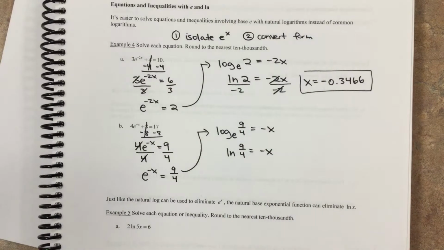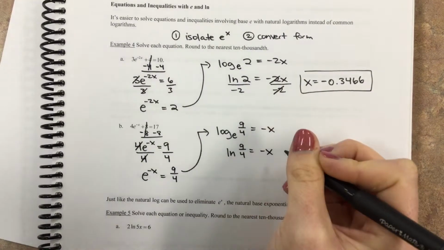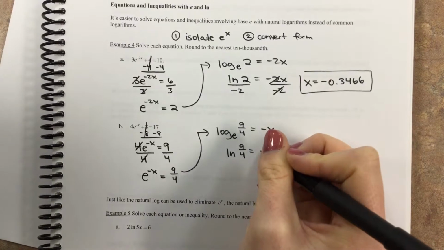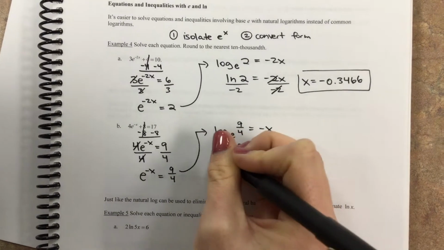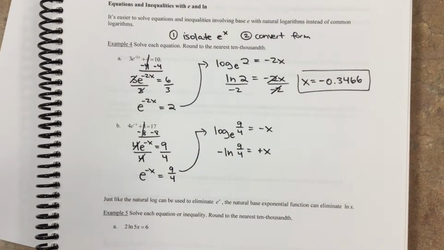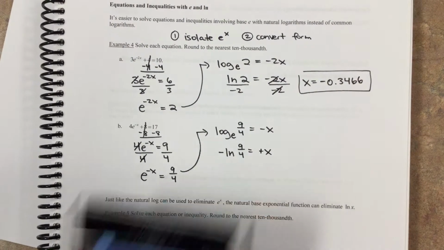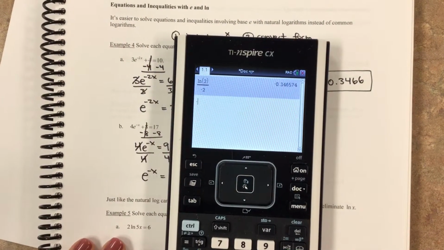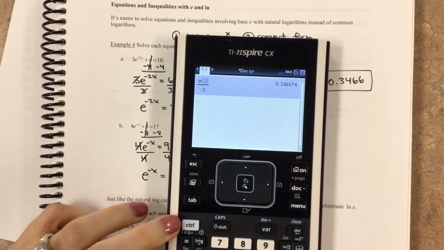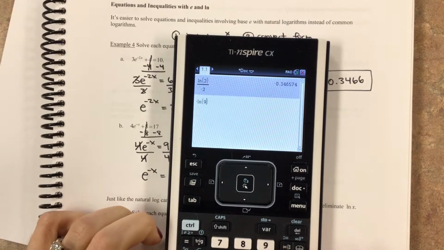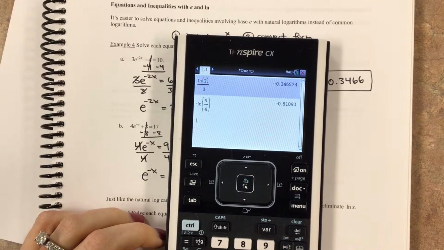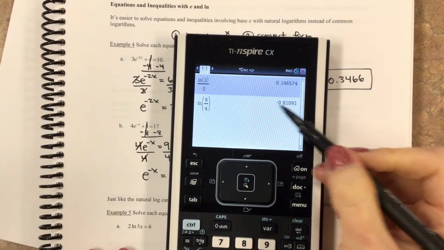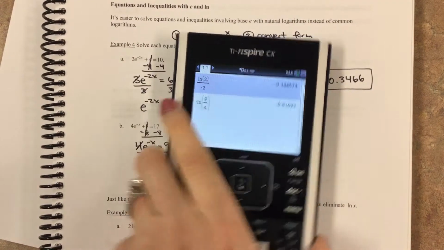And so the only thing we need to do to get the x by itself is to multiply both sides by a negative 1. So when I multiply this by a negative 1, it changes to positive. So I need to multiply this by a negative 1. So I'm going to plug this in. So put the negative first and then hit Control before e to the x, and I can put 9/4 right on the inside. Same thing, we want 4 decimal places, so negative 0.8109.